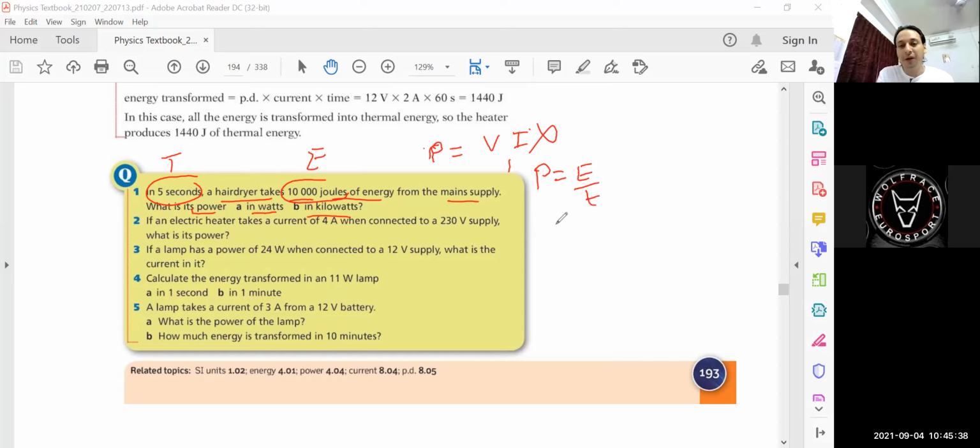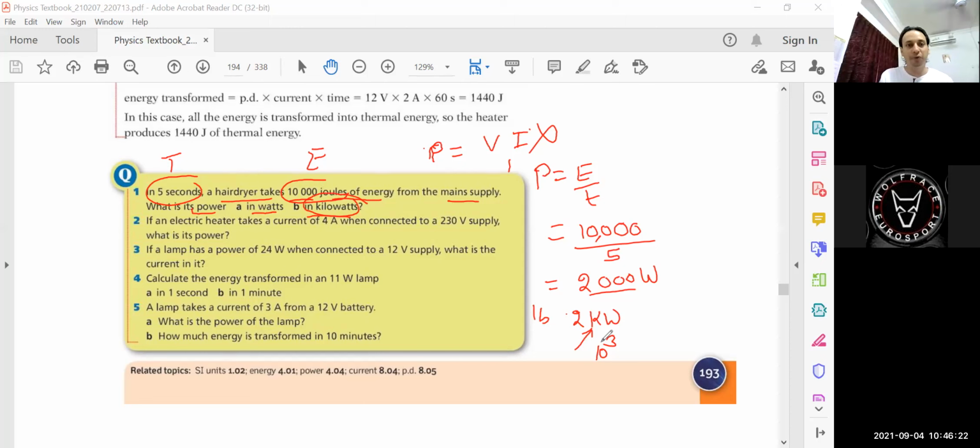If I put the value of E, that is 10,000 divided by time, 5, this will be 2,000. What is this? It is watt. 2,000 watt. So this is the answer of 1A, and in 1B you have to write your answer in kilowatt. So I can write this answer, power 2 kilowatt, because kilo is 10 to the power 3, that is 1,000.